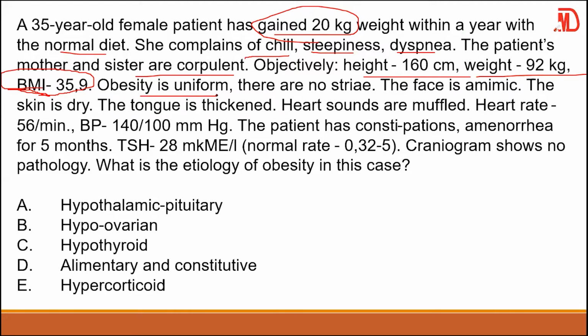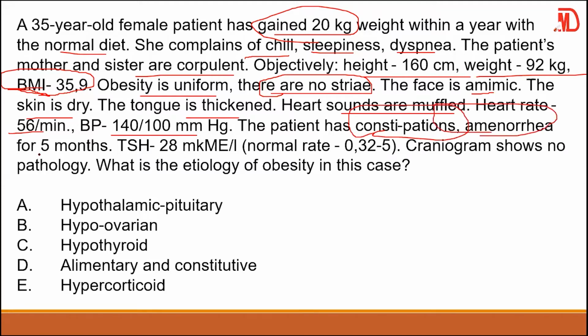Obesity is uniform. There are no stria. Anytime I remember stria, I remember Uche. The face is anemic. The skin is dry. The tongue is thickened. Heart sounds are muffled. Heart rate 56, BP 140/100. Patient has constipation.